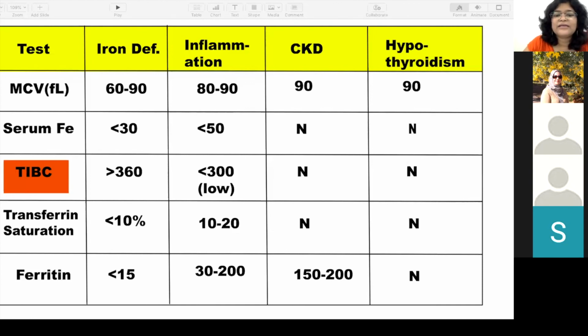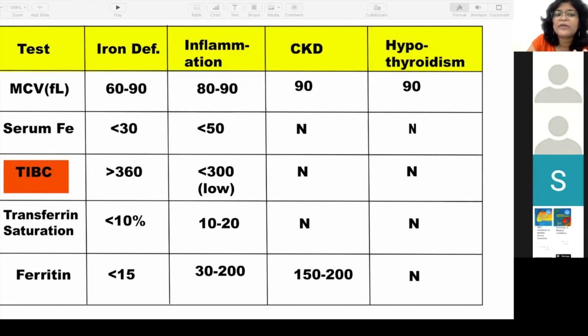Serum iron level is very low in iron deficiency. It's less than 30, but serum iron has a diurnal variation. So we actually see all these levels together in order to come to a conclusion as to what kind of anemia the patient has. Serum iron can be low even in chronic inflammation, anemia of chronic disease. It can be less than 50.